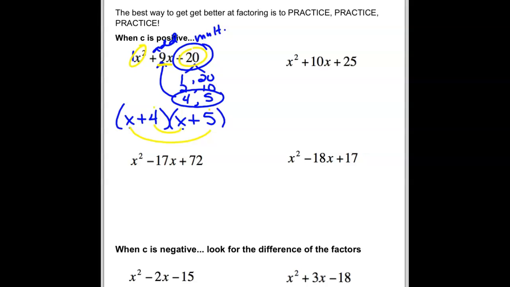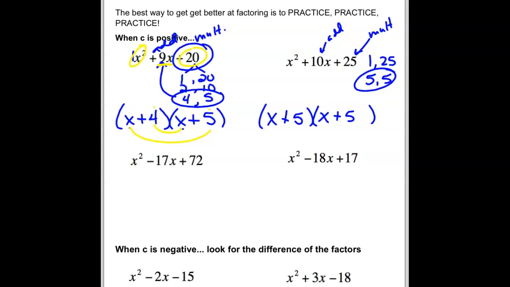All right, let's try another one. Again, we're starting with a plain x squared, so we know we're going to need factors that start with an x. We need two numbers that multiply to be 25. So we could do 1 and 25 or 5 and 5. And then we need a pair that adds up to the 10, in this case the 5 and 5.